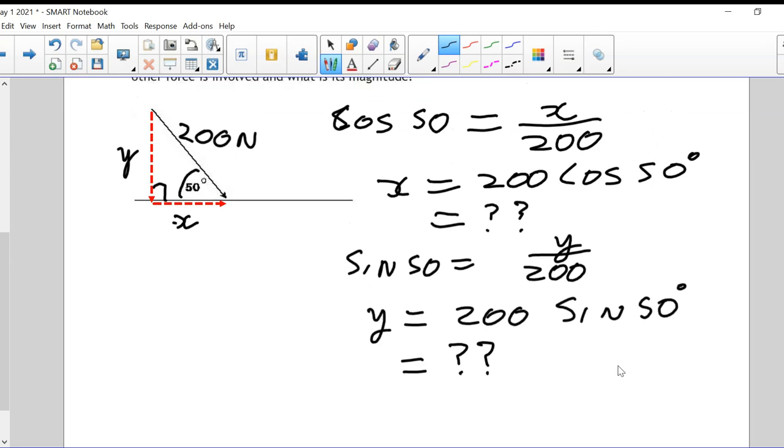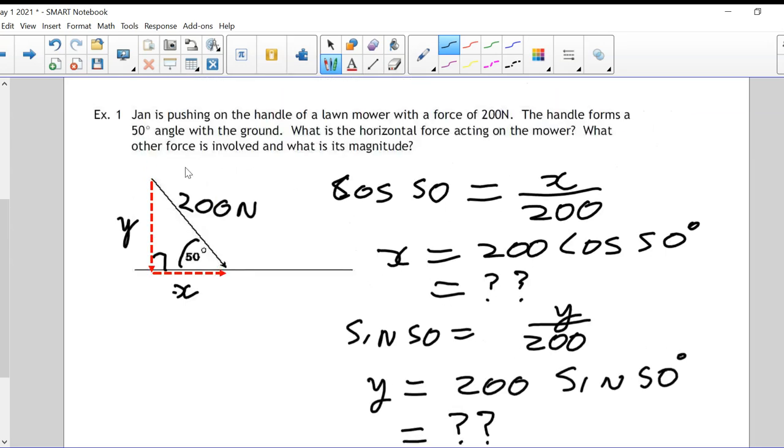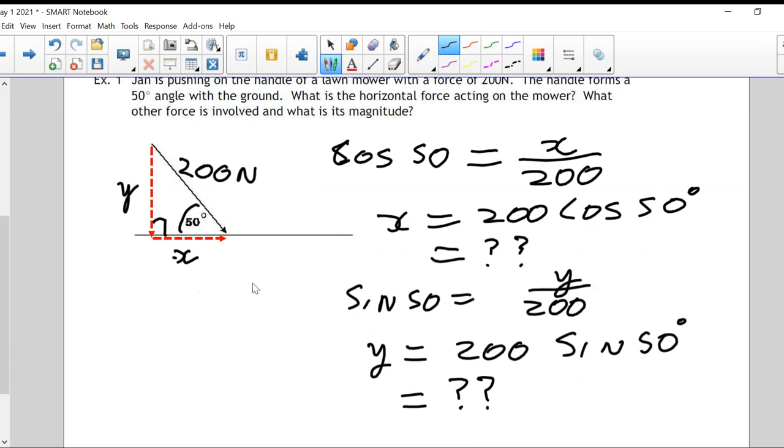And this is what I really want you to get out of it. You can take any vector, such as this 200 newton vector, and split it up into a horizontal component and a vertical component. One of them is a force pushing down into the ground, and one of them is pushing to the right. The one pushing to the right, the horizontal component, is 200, the vector itself, times the cosine of the angle that the vector is making with the horizontal line.